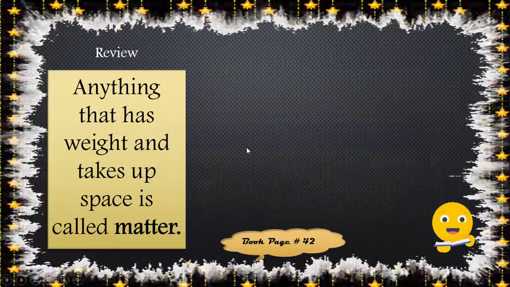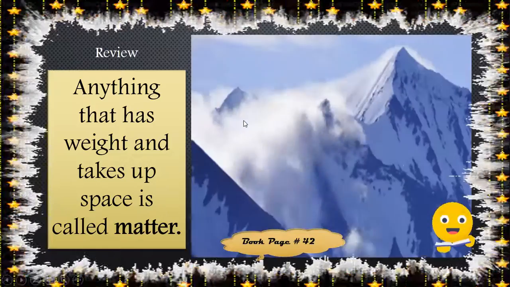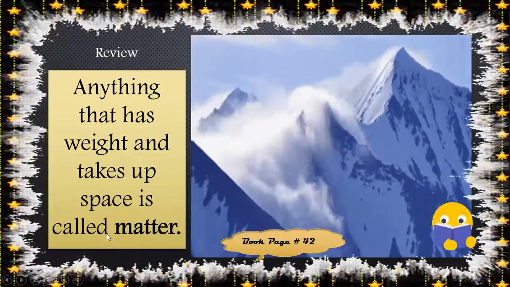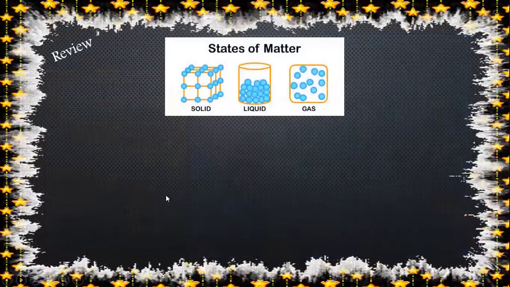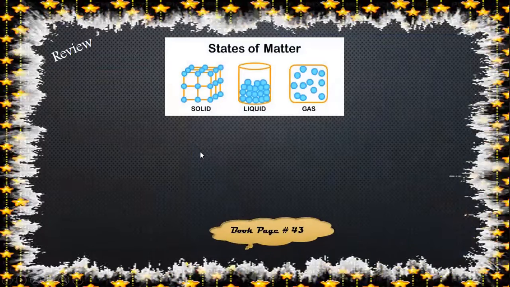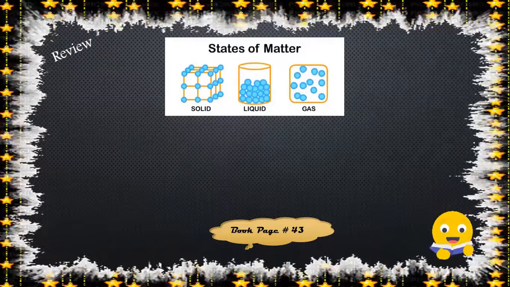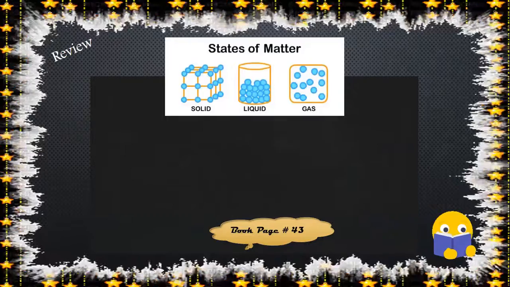We have read about matter, that anything that has weight and takes up space is called matter. We read about states of matter: solid, liquid, and gas. As we read, in a solid, the particles are close together, they are linked to each other, and they have a definite shape and volume. In liquids, the particles are close together, but they can slide over each other, and they don't have a fixed shape, but yes, they have a fixed volume.